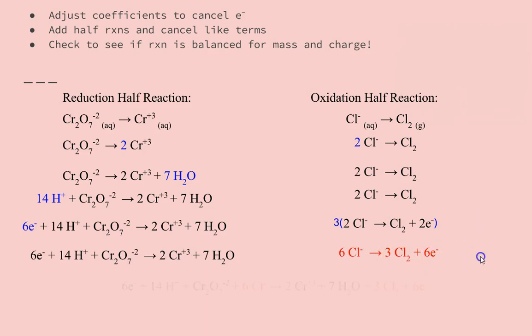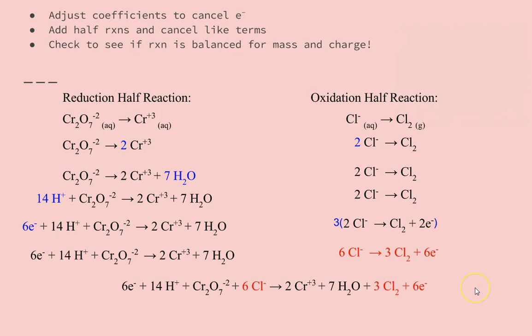Now we combine the 2 half reactions. I kind of color-coded this so we can keep track of where everything's coming from. All of our reactants are on the reactant side. Our 3 reactants here are now here, plus our 1 reactant from the oxidation half reaction. And all of our products are together: our 2 from the reduction half reaction and 2 from the oxidation half reaction.